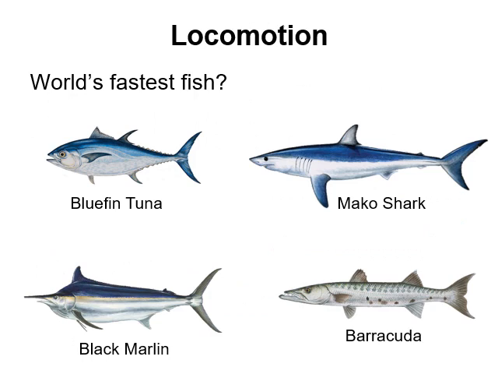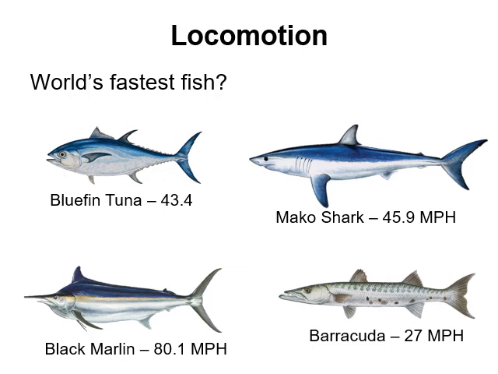Okay, last thing I want to talk about with locomotion is speed, right? So there's a lot of really fast fish in the ocean. I want you to think about which one of these you think is the fastest of the fish. Is it a bluefin tuna, a mako shark, a black marlin, or a barracuda? Right, so think about that for a second. Which one do you think is the fastest?